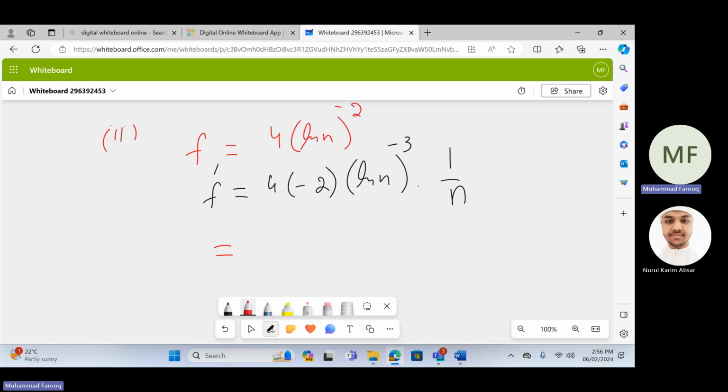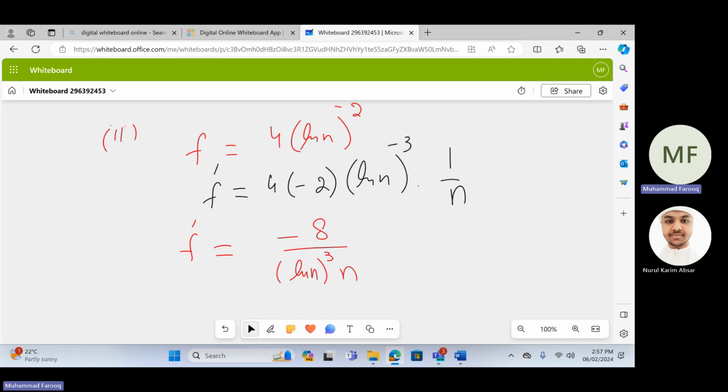So I have here negative 8 divided by (ln n)^3 times n. Yes or no? Understand? Okay. This is my f prime, my simplified form. Now for the critical points, you take the numerator equal to 0, which is minus 8, not possible. And then the denominator equal to 0.